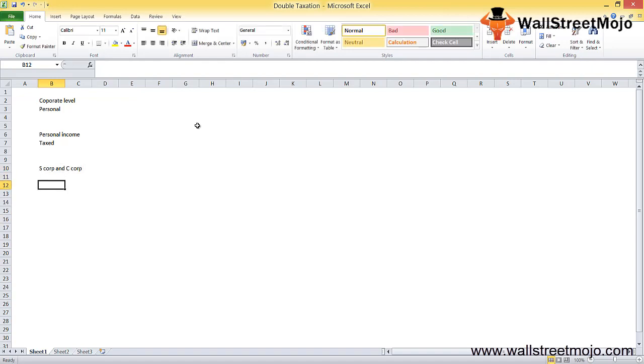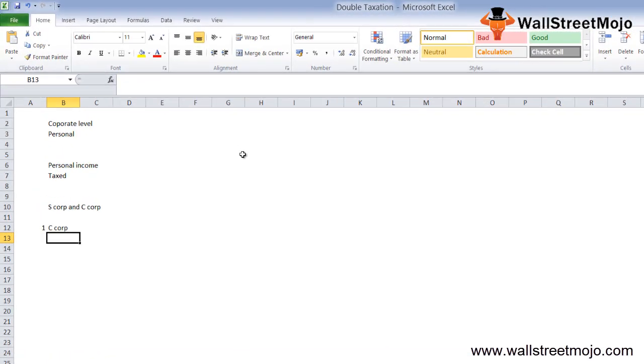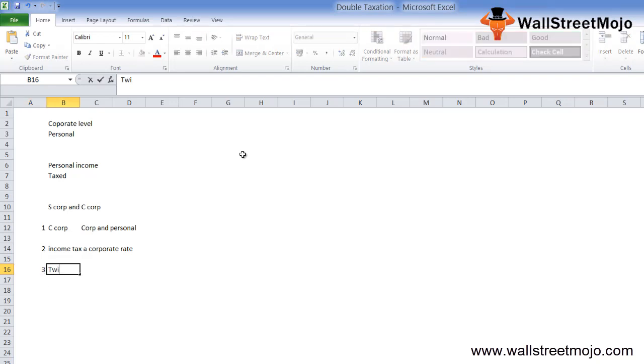The principle of taxation affects C Corp corporations, where the business profits are taxed both at the corporate level and the personal level. In double taxation, the corporation must pay income tax at the corporate rate even before distributing the profit to the shareholders. Then the profit shared between the shareholders as the dividend is taxed again at the recipient's individual rate. Thus, the corporate profits are taxed twice.